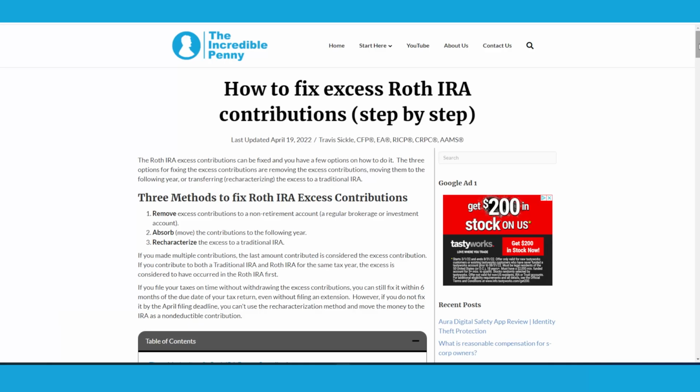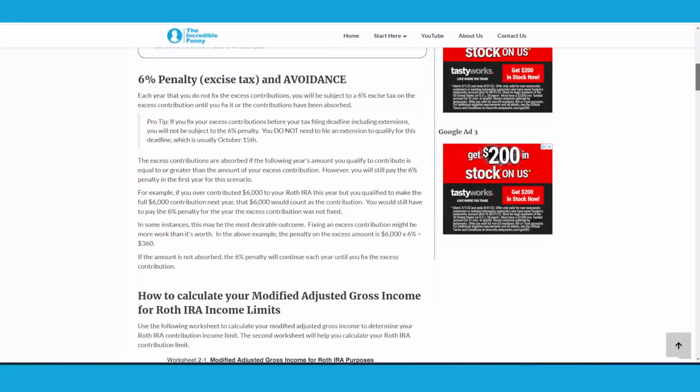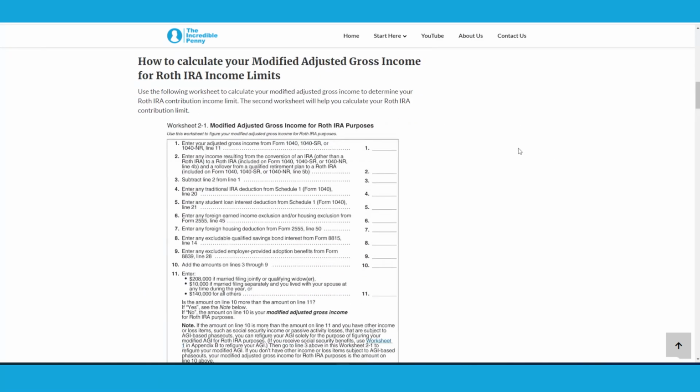So before we go ahead and get started, let me go ahead and pull up some resources on the blog post to show you what you need. And you're gonna have it all in front of you, including the worksheet, which will help us work through these 4 examples that I'm about to go through. So here's my blog, and the post that I'm talking about is how to fix the excess Roth contributions. And if we just scroll down a little bit, you'll see I have a spot about the 6% penalty and how to avoid it.